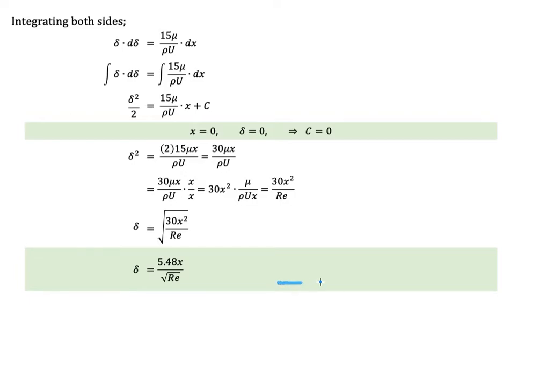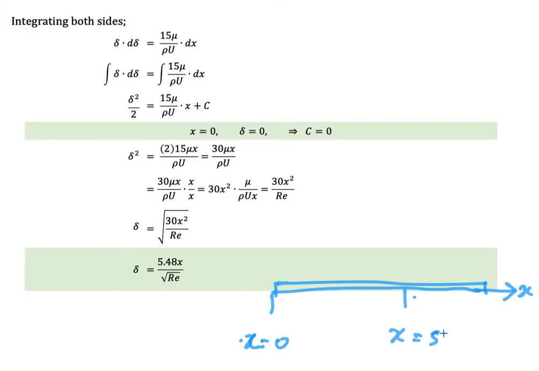It is very simple. So we have a flat plate here, and we assume that this is the x-axis. If this is x equal to 0, let's say this is x equal to 5, and this is x equal to 7. Let's say you want to calculate the boundary layer thickness at this point, at x equal to 5.